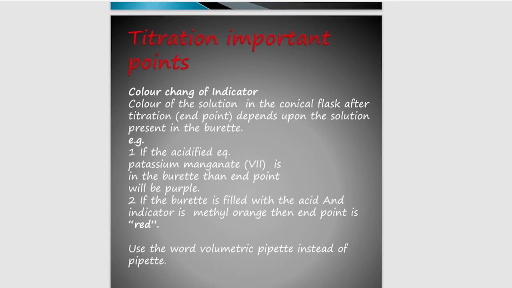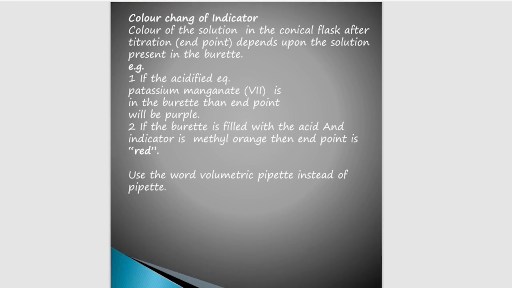Important points in titration are the color change of the indicator, the color of the solution in the conical flask after titration, and the end point, which depends upon the solution present in the burette. For example, if acidified potassium manganate(VII) is in the burette, then the end point will be purple. The color shown will be that of the liquid present in the burette, so the end point in the conical flask will be purple.